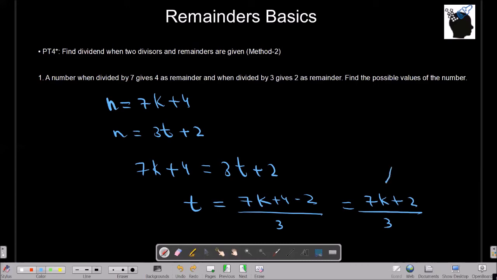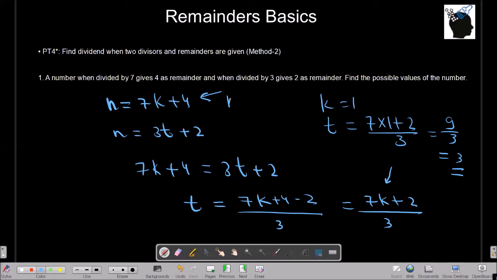Now only those values of k which will give us t as an integer will give us common values in both of these equations. What I mean by that is, let me take k is equal to 1. So if I take k is equal to 1, t will become 7 into 1 plus 2 divided by 3, or 9 by 3, which is 3, which is an integer. So that means whatever value of n I get when I take k is equal to 1 will actually give me a common value in these two equations. So I can use that and find the value of n as 7 plus 4, which is 11.